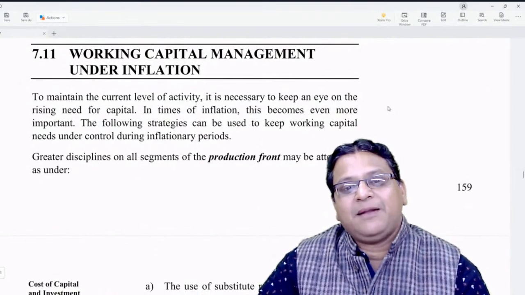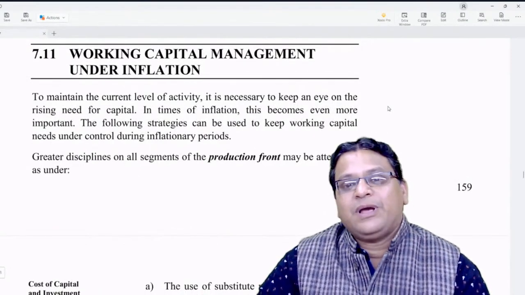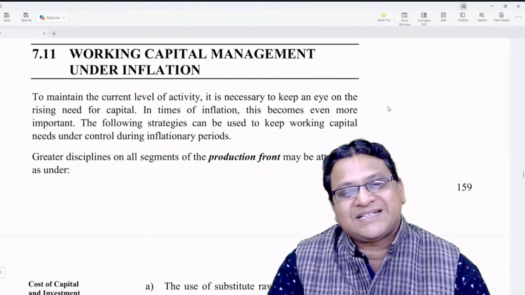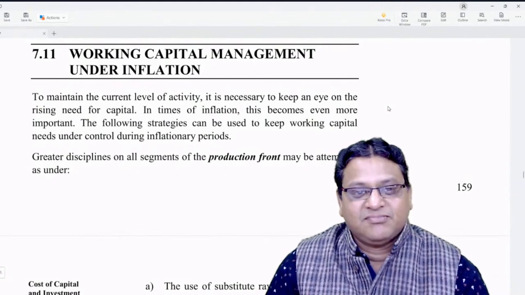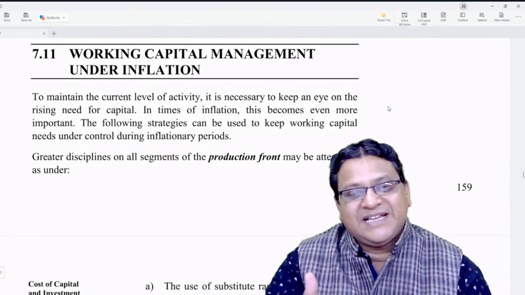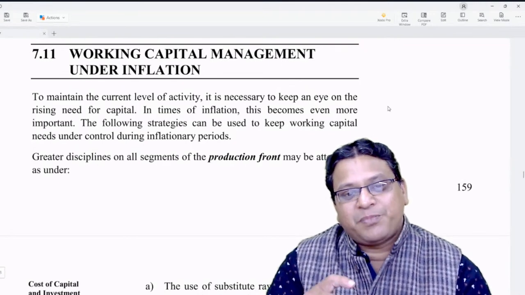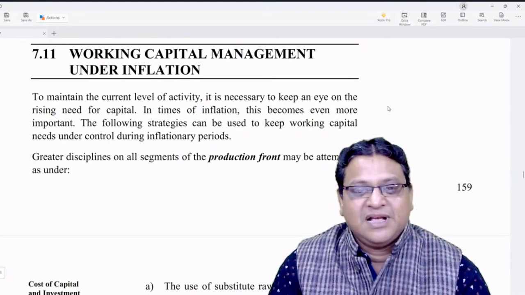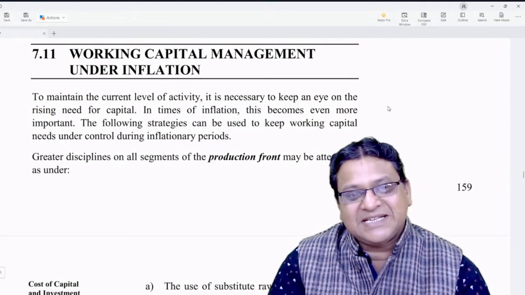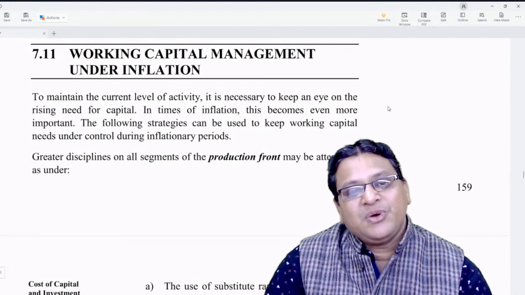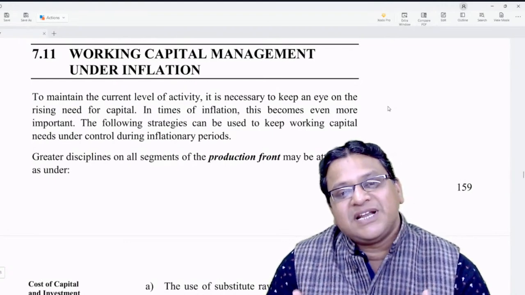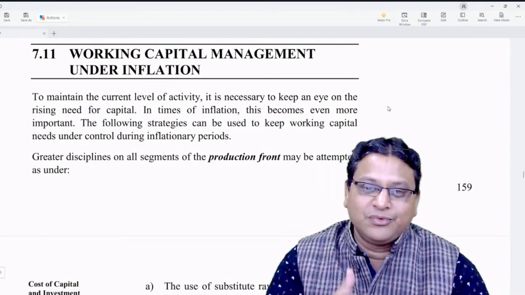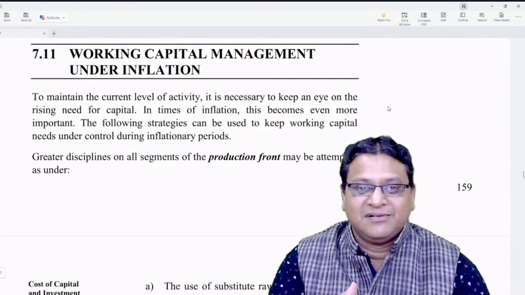Next, working capital management under inflation. We have discussed that inflation is a situation of continuous and steady rising of prices. In this case, the price of goods and services rises on a continuous basis, and the value of money decreases during the period of inflation. So at the time of inflation, generally a larger amount of working capital is required. So how do we counter the effect of inflation?